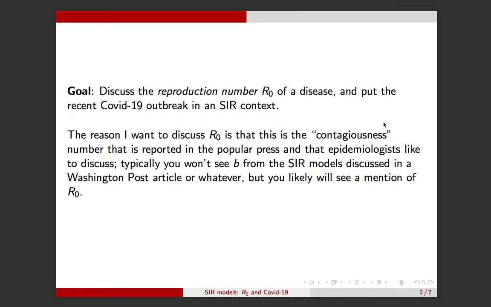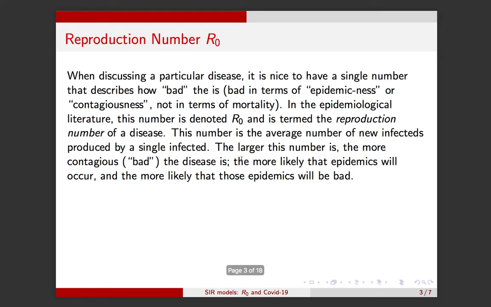So the goal of this video is, as I said, to discuss R0. And the reason I want to discuss R0 is that it's a measure of contagiousness. If you have seen in a Washington Post article or a New York Times article or whatever numbers that measure contagiousness, they're going to report R0. They're not going to be reporting the B parameter from the SIR model. So I just want to discuss this number in the context of these models and talk about what it means. What is it telling you?